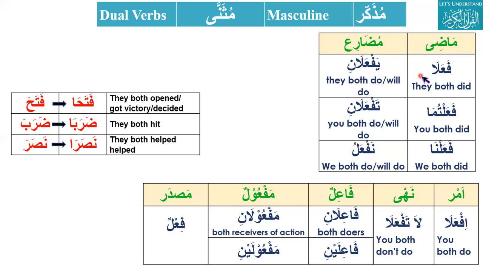If I take the word zahaba, zahaba means he went. If they both went, what will it be? ذهبا، ذهبتما، ذهبنا، يذهبان، تذهبان، نذهب، اذهبا، لا تذهبا، ذاهبان، ذاهبين، مذهوبان، مذهوبين.